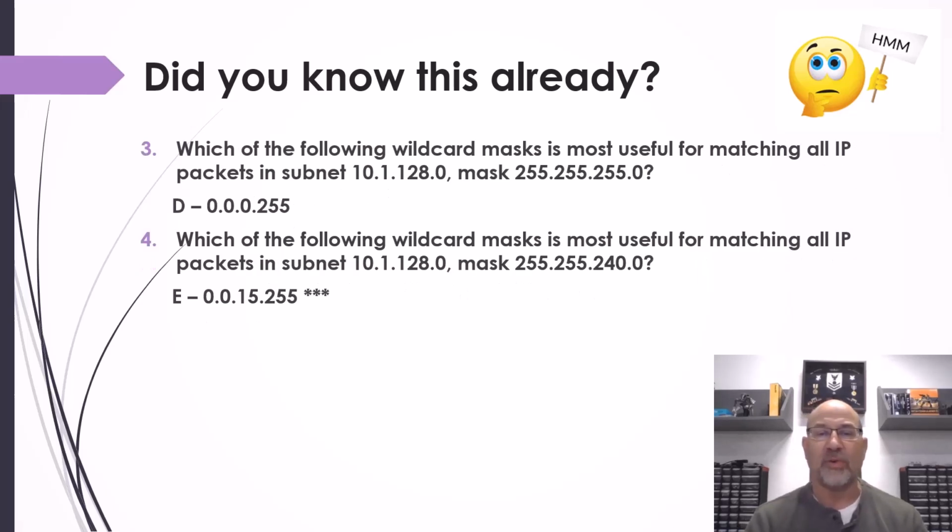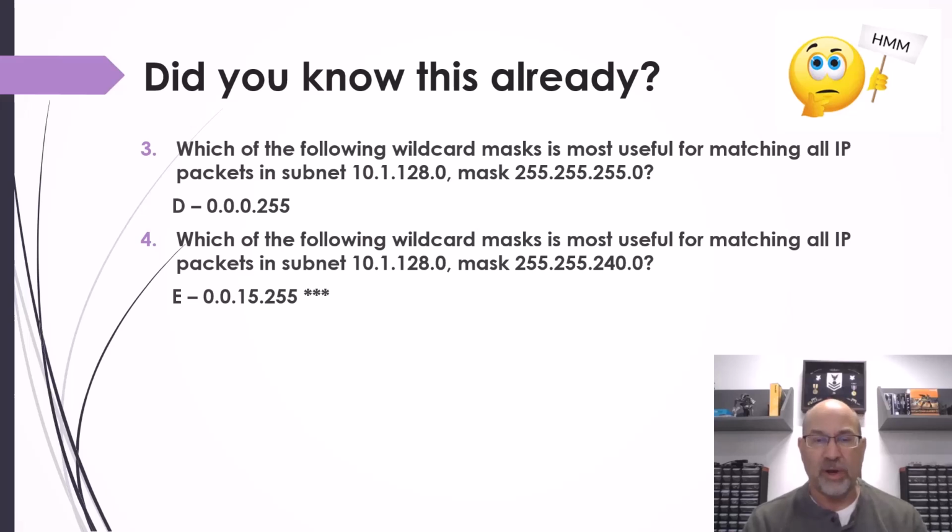Question number 3, which of the following wildcard masks is most useful for matching all IP packets in a subnet 10.1.128.0 with a mask of 255.255.255.0? And the answer was D. We're going to match a whole subnet, or at least a whole class C address space, which is 0.0.0.255.